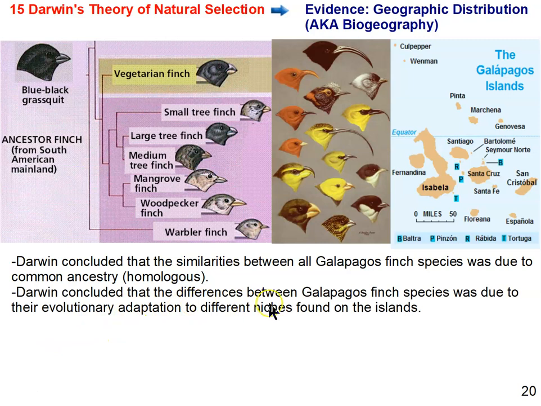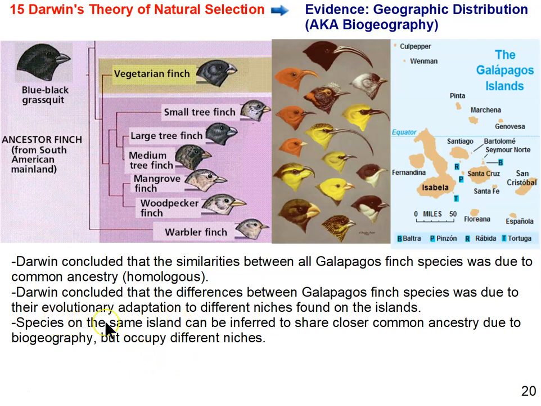He also concluded that the differences between Galapagos finch species were due to their evolutionary adaptation to different niches found on different islands. Because, like I said, the different islands have different habitats, different niches, different environments. And life will find a way. If there's a way to make a living, if there's a niche to fill, species will evolve to fill that niche. So we end up with all kinds of different species that arise from one ancestral species because they have diverged to fill all the niches that are available on the Galapagos Islands. And there are a lot of niches.